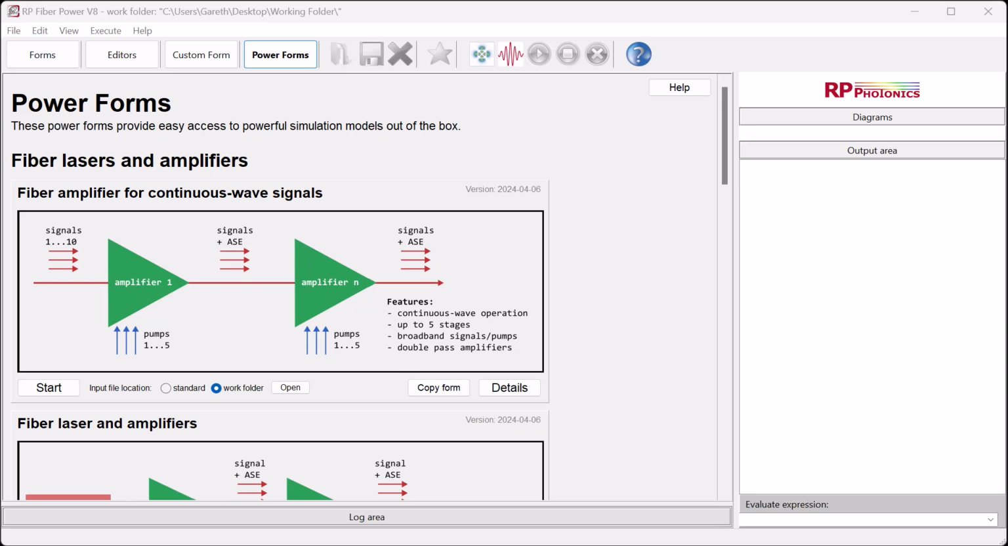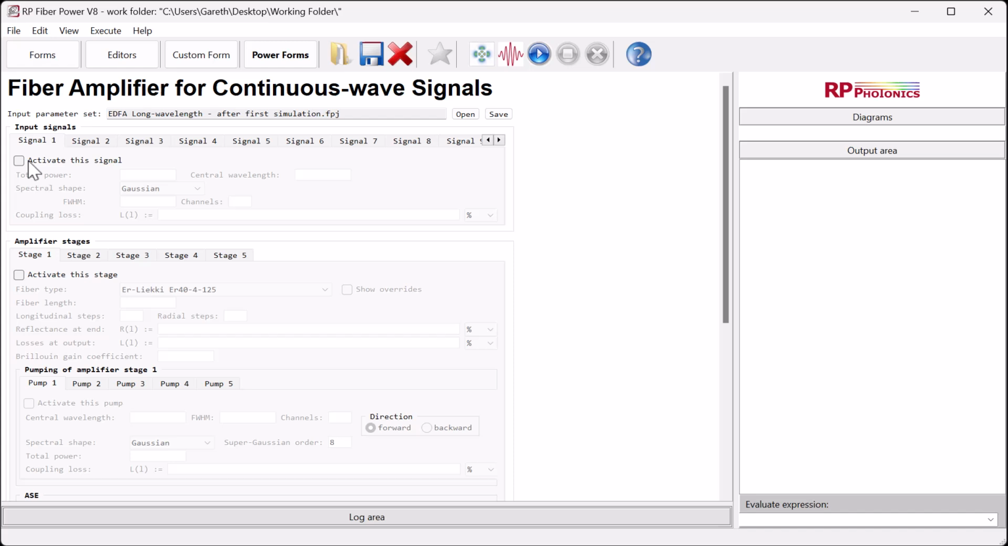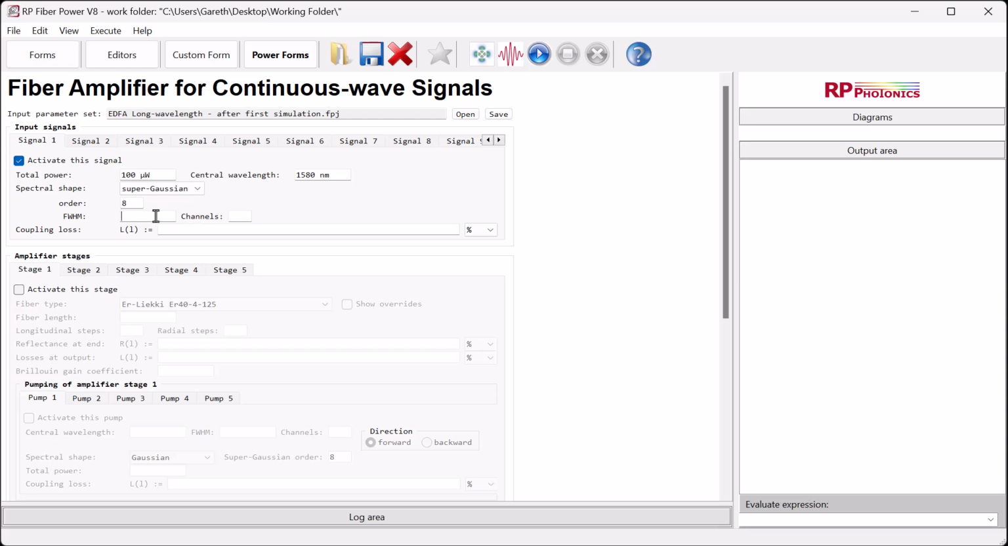For this simulation, we use the power form titled Fiber Amplifier for Continuous Wave Signals. We activate the first signal, set its power to 100 microwatts and wavelength to 1580 nanometers as planned. Since we don't expect a strictly monochromatic signal, we choose a super-Gaussian shape 5 nanometers wide and simulate the signal with 11 channels.